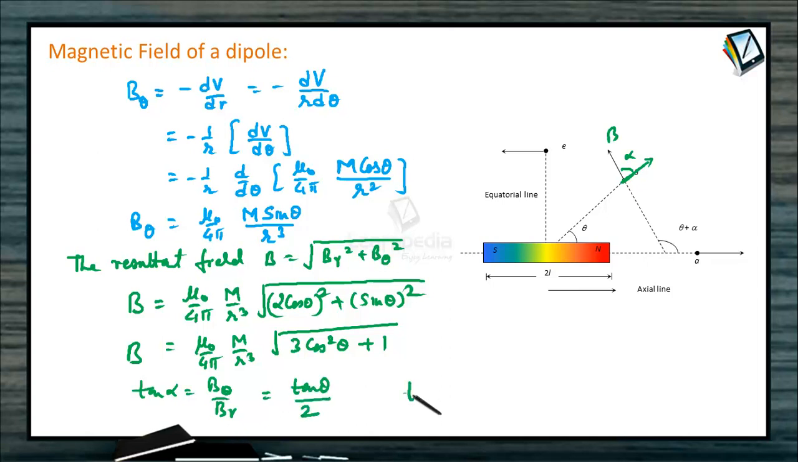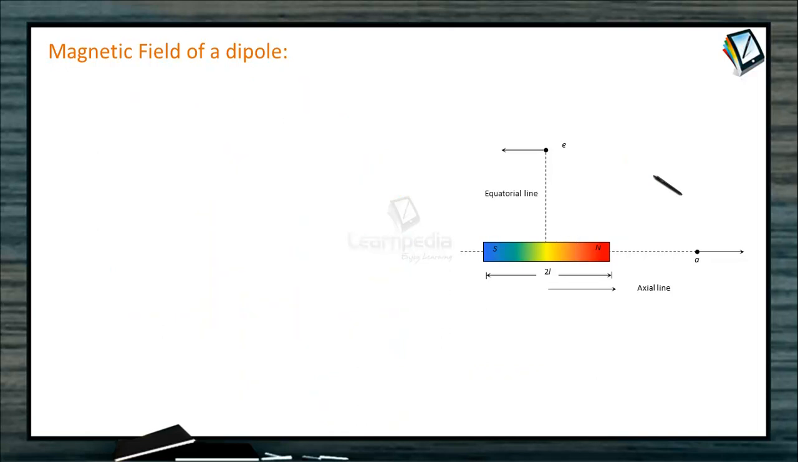So tan alpha will be the direction of the magnetic field. It is equal to tan theta by 2. Tan inverse of tan theta by 2 will be the angle the magnetic field makes. Now let us take some special cases so that we can understand how the potential and magnetic field lie.